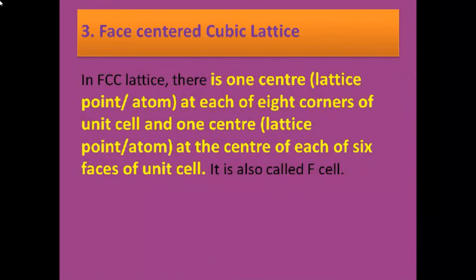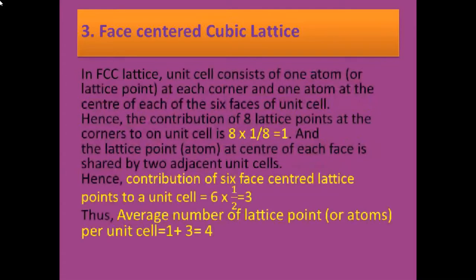Now we are going to see the face centered cubic lattice. In face centered cubic lattice, there is one lattice point per atom at each of the 8 corners of the unit cell, and one lattice point per atom at the center of each of the 6 faces of the unit cell. It is also called the F cell. In FCC lattice, the unit cell consists of one atom at the corner and one atom at the center of each of the 6 faces of the unit cell.